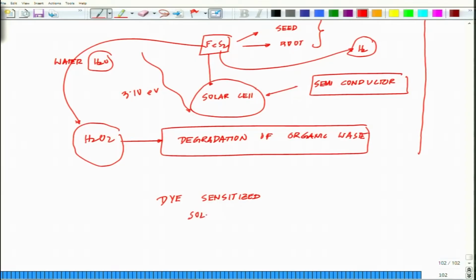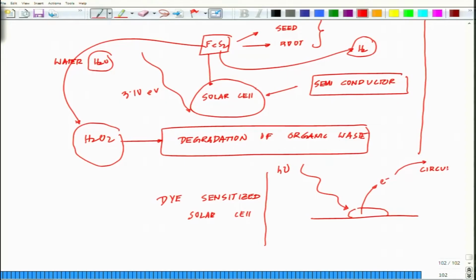Dye sensitized solar cells are following the same logic that I told you. You have a photoactive material out here. This photoactive material receives light of a certain wavelength, whatever excites its electron. It generates an electron. This electron is then put into the circuit to do the necessary work.